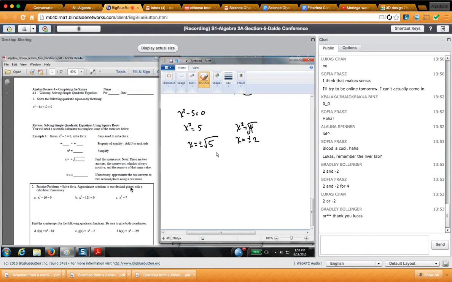I'll show you folks real quickly my technique of figuring out what the square root of something is. First of all, you know that the square root of 4 is 2. You also know that the square root of 9 is 3. The square root of 5 has to be a number that is in between 2 and 3. And I guess the question is, do you think it's closer to 2 or closer to 3?